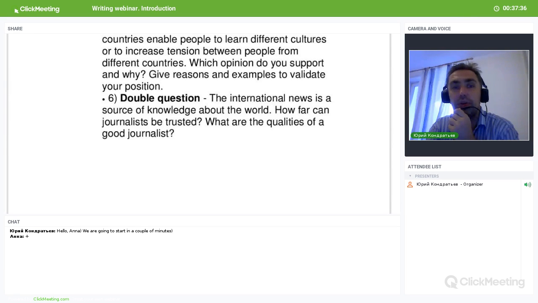Or it could be a double question. The international news is a source of knowledge about the world. How far can journalists be trusted? What are the qualities of a good journalist?